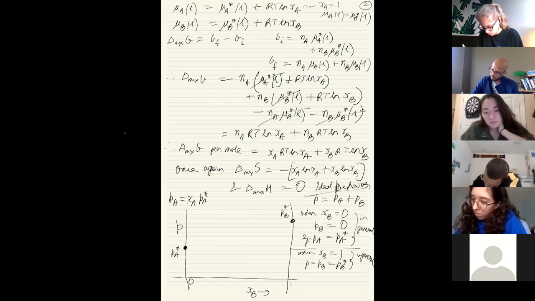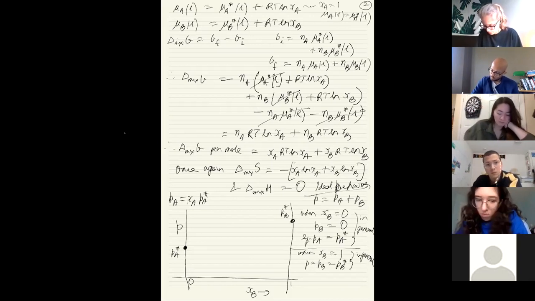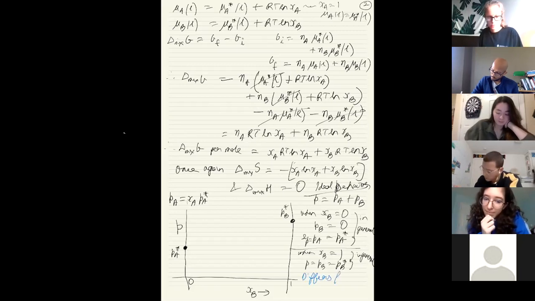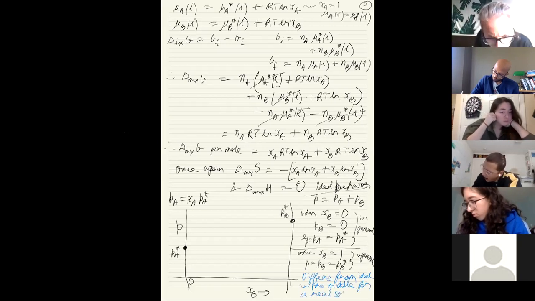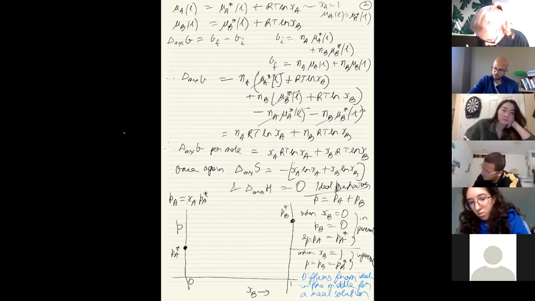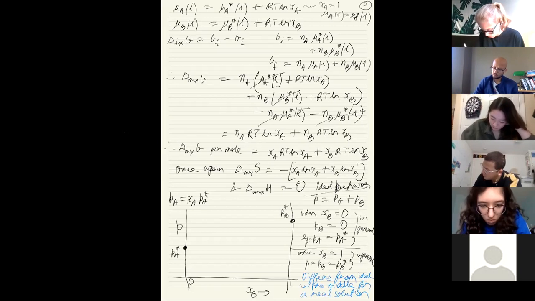In the middle though, at the left end, it's going to start at PA star. At the right end, it's going to PB star. It differs from ideal in the middle for a real solution. The question is, how does it look in the middle for an ideal solution? Let's first do that. So we got our endpoints. Now, how should it look in the middle for an ideal solution?